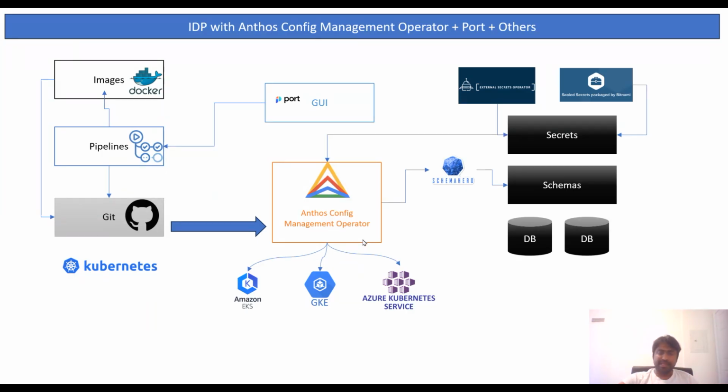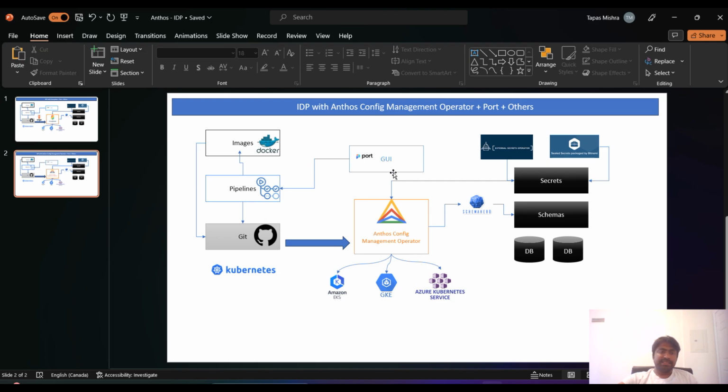So just imagine that you want to apply one policy at organization level, at an enterprise level. You just need to push that change to the repo, and that will be applied to all your clusters, Kubernetes clusters managed by Anthos. Okay. So this is IDP without any open source tool, with cloud native Anthos Config Management Operator.